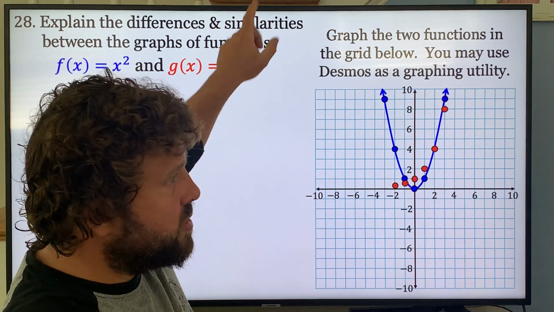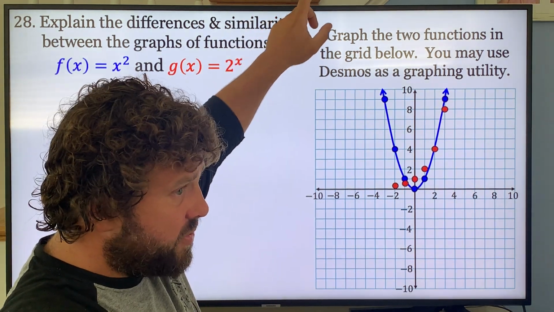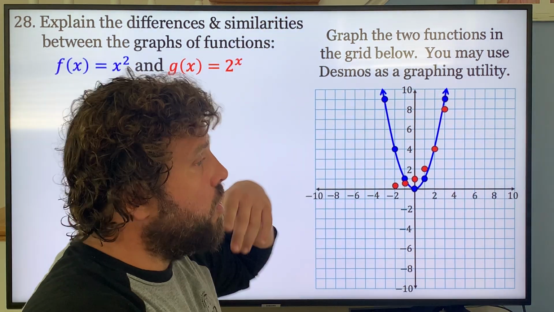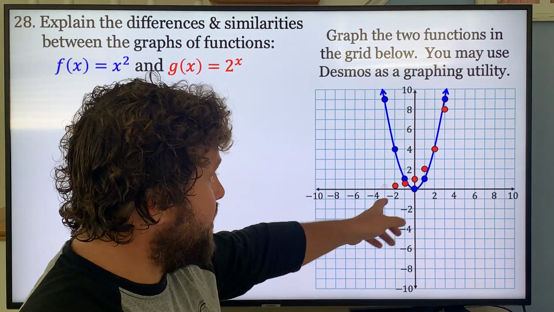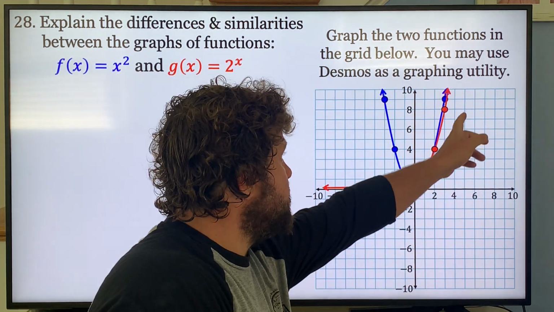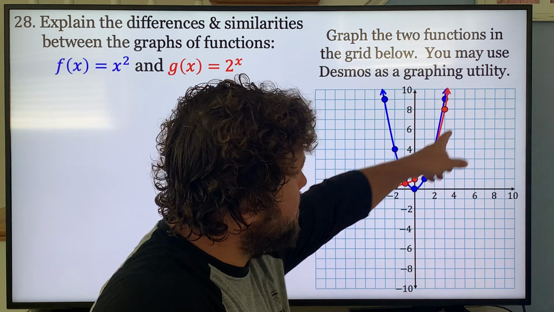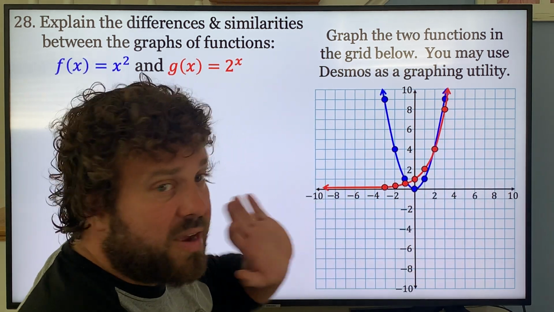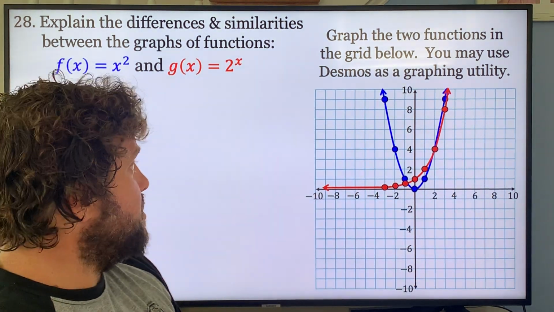2 to the negative 3 is 1 over 2 to the third, or 1 over 8. 1/8, or about 0.12. Okay? So this graph right here is getting closer and closer to 0. It never gets to 0. So there's like a horizontal asymptote of 0.